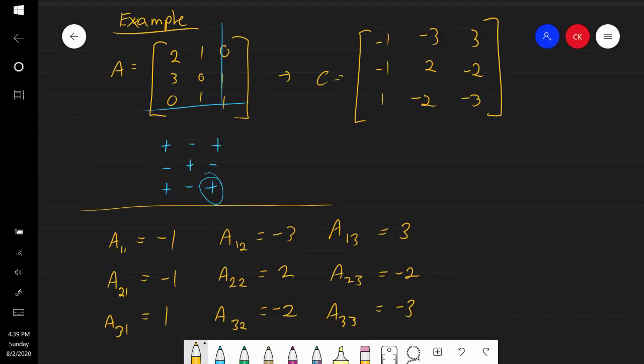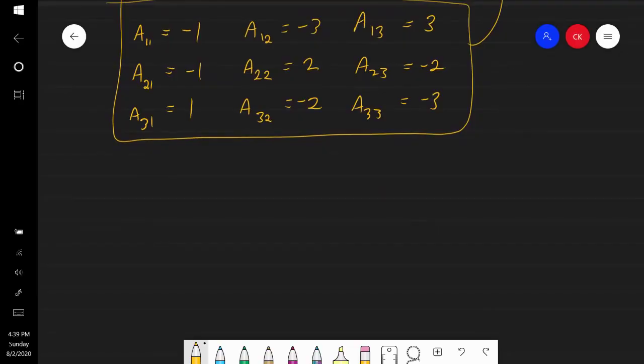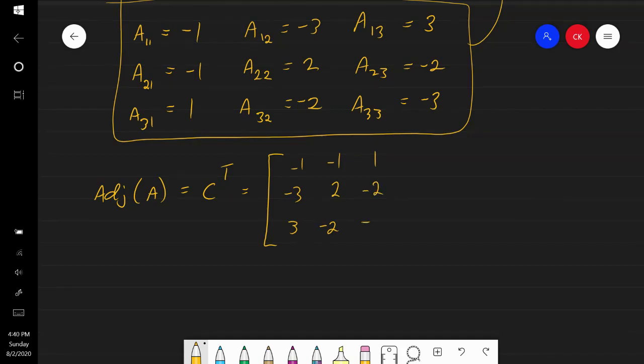So once you've computed all of these cofactors, then we throw it into this matrix up here, and that becomes C. The adjugate matrix then is computed by transposing that matrix C. So we get that the adjugate of A is going to be C transpose. So if we take the values that we have above here and just transpose that matrix, we would have minus 1, minus 3, 3, minus 1, 2, minus 2, 1, minus 2, minus 3. And that's our adjugate matrix.